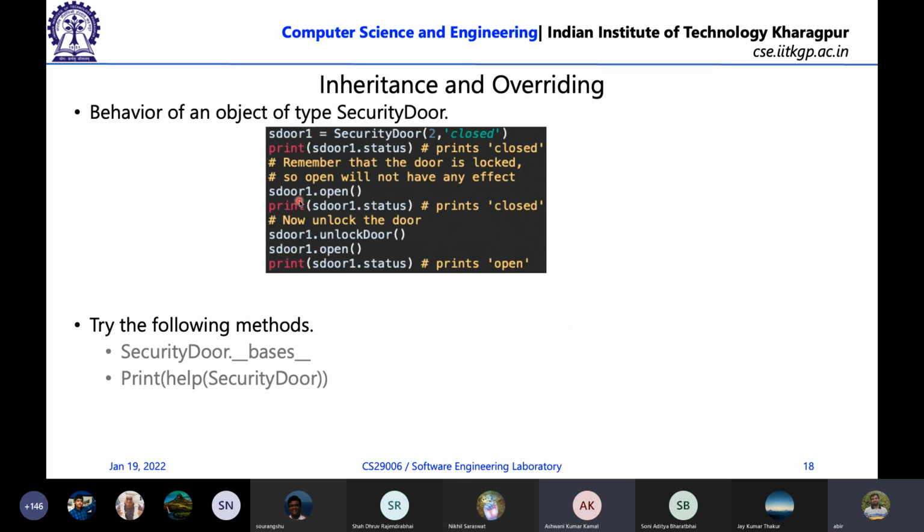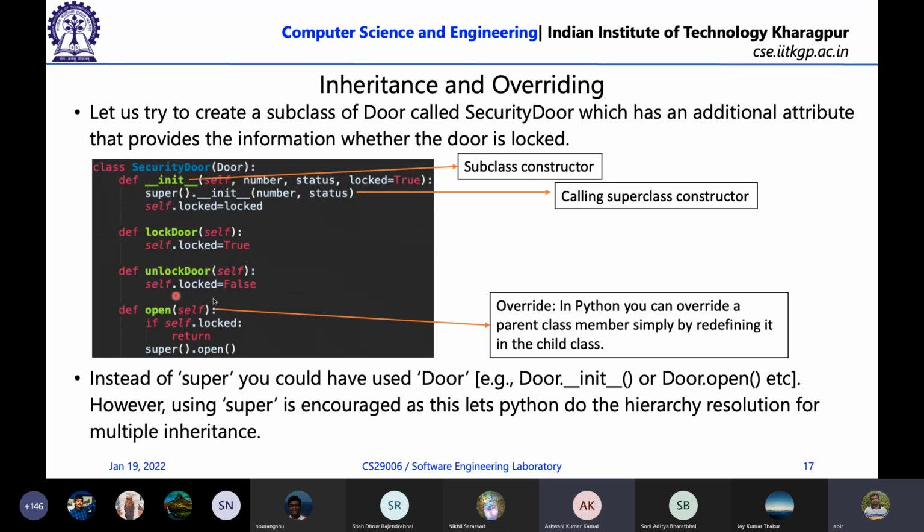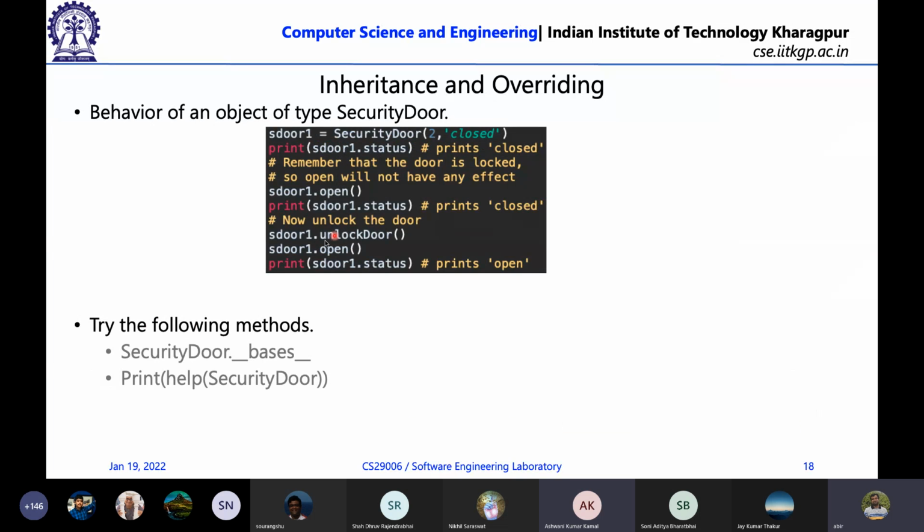So now if you do sDoor1.open and then again print the status, it still prints closed. Now unlock the door: sDoor1.unlock_door. So this unlock door will happen and self.locked is false. So you unlock the door. Now you call sDoor1.open.